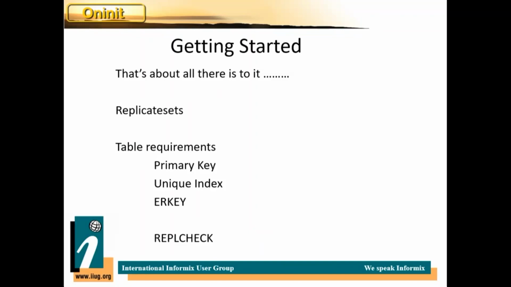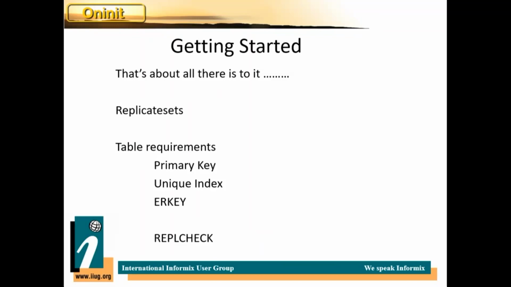I want to touch on table requirements. Tables must have a primary key, and depending on your version, you might be able to use a unique index. If you can't get any of those, you can use what we call an ER key. An ER key is a fake primary key. It's a real primary key, but it's fake from our point of view. It's invisible to the application.